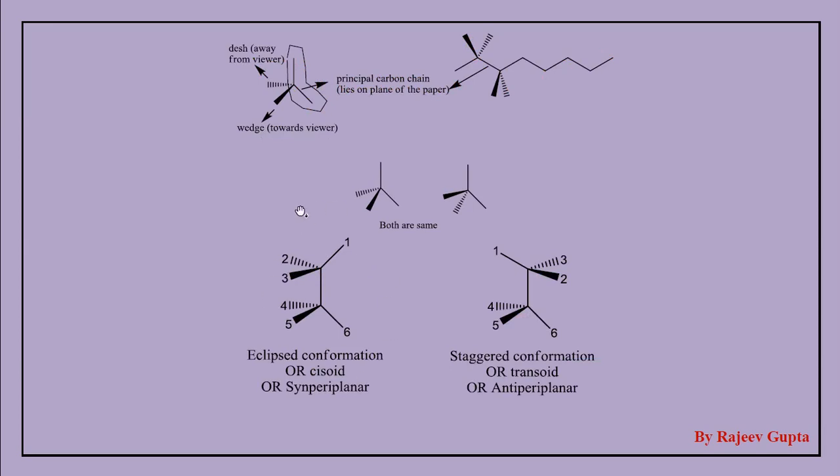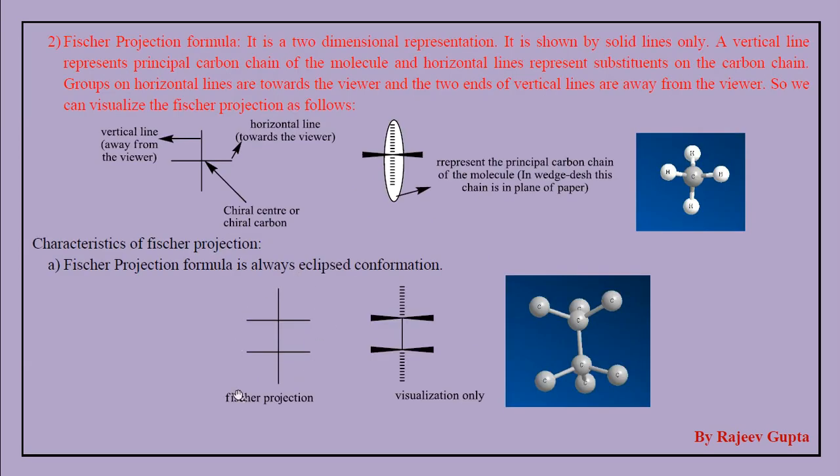Imagine this: as we see this structure, this wedge-dash representation, if we convert it into a Fischer projection, it will look like this. If you imagine this in 3D, then this vertical line, which is the principal carbon chain, has both its ends away from the viewer, and these horizontal lines, which are substituents, are towards the viewer. And these central carbon atoms, this carbon and this carbon, are here.